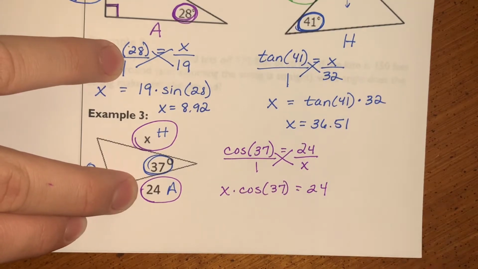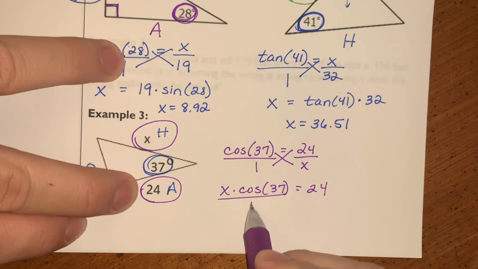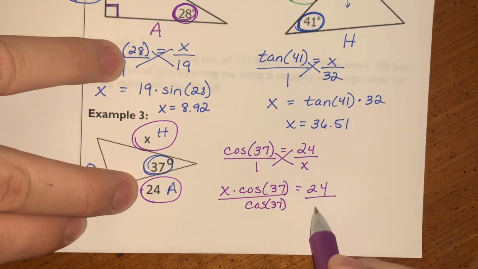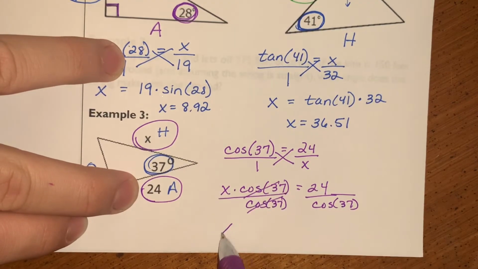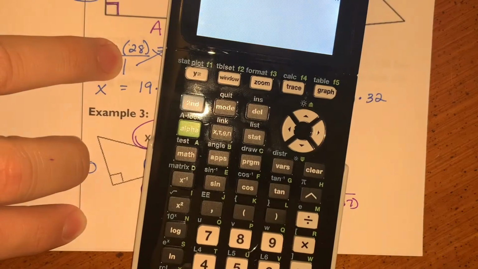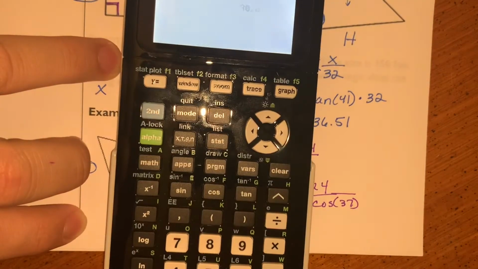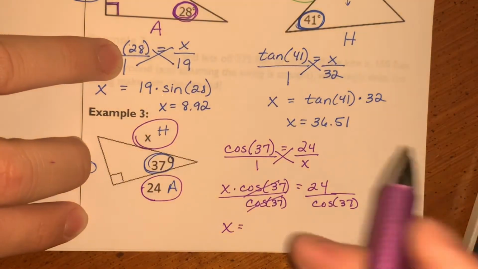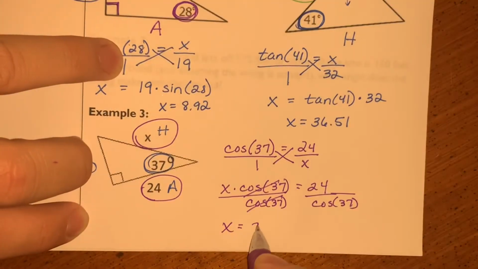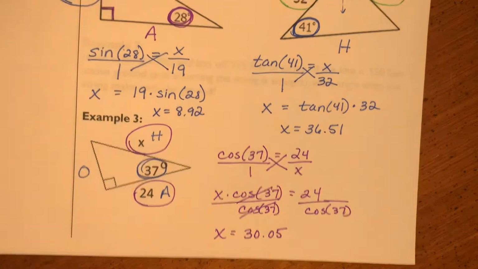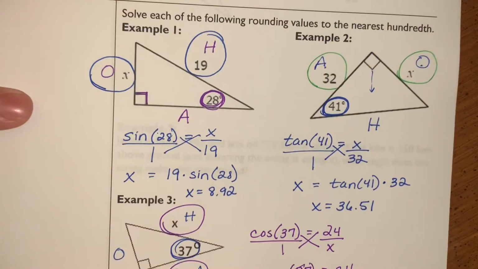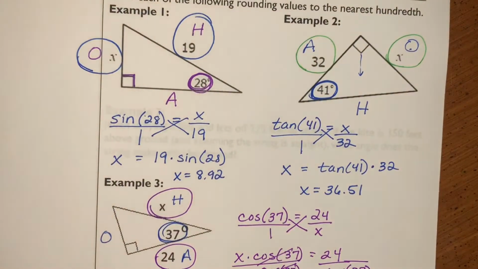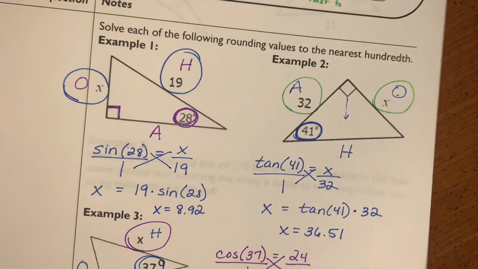Now we just have to do the extra step of getting x by itself. So we're dividing both sides by cosine of 37. It's nothing drastically different than what we did before, except now we have x is equal to 24 divided by the cosine of 37, and I get 30.05, 2 decimal places. So this front page just goes over the basics of how to set things up, and then on the back page we're going to do some word problems.